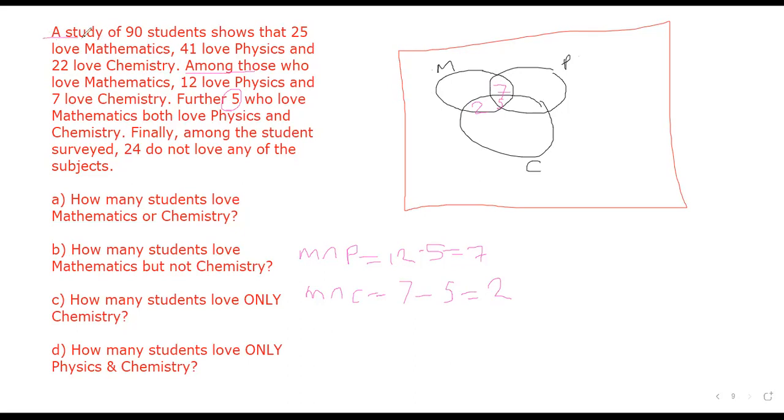The study had 90 students. And 25 love mathematics. So M should be 25 minus 7 minus 5 minus 2. What do we get? 11. Okay, 11. And we go to chemistry.